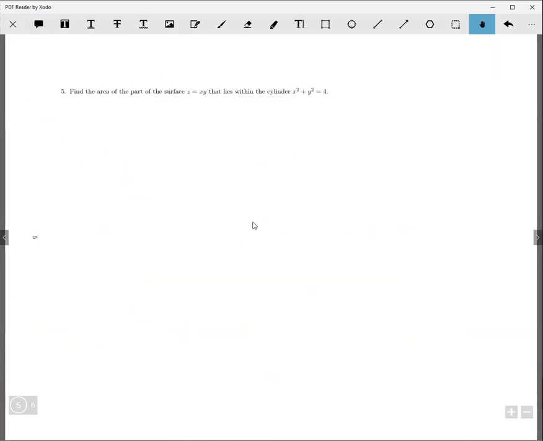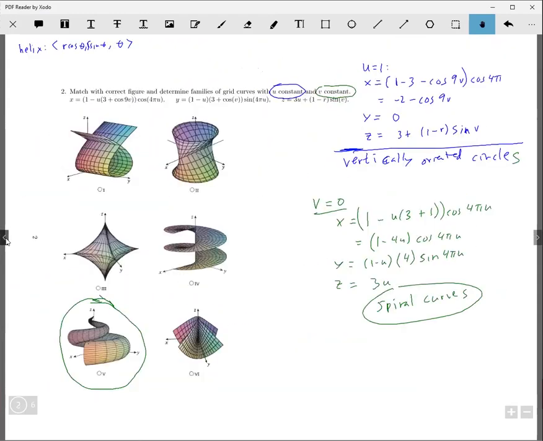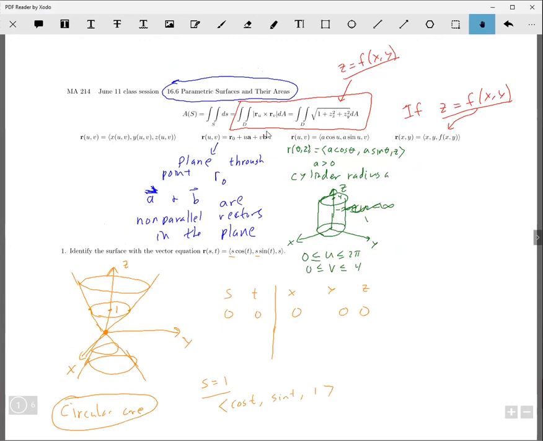Okay, let's go ahead and finish up number 5 on the A homework. So we're supposed to find the area of the part of the surface that lies within the cylinder x squared plus y squared equals 4. Now remember, for the area, we have these two equations right here, that one, and then this one.